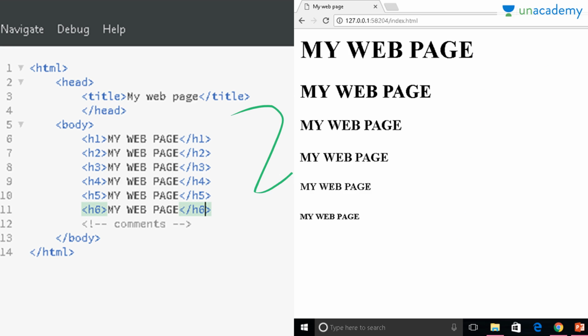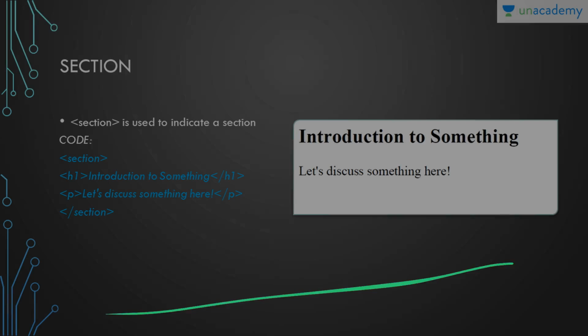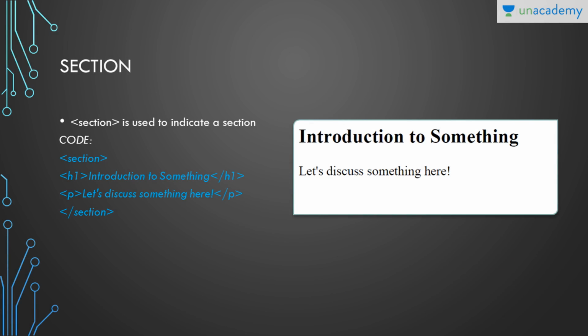So in this way we use the heading elements in our HTML, right? So you can use this type of heading elements in your HTML. Now the second is the section, right? So section is used to indicate a section in our HTML, okay.